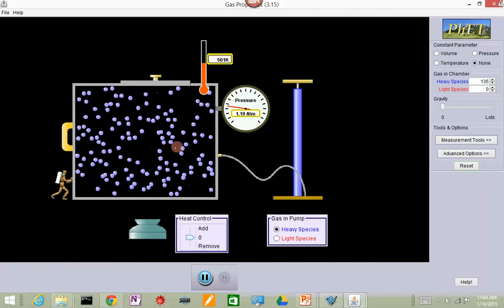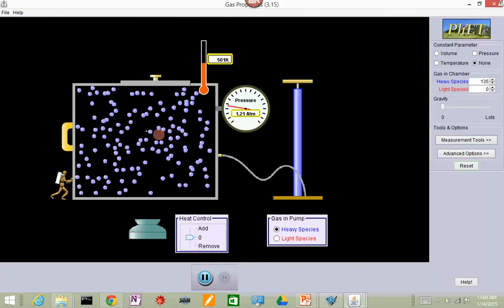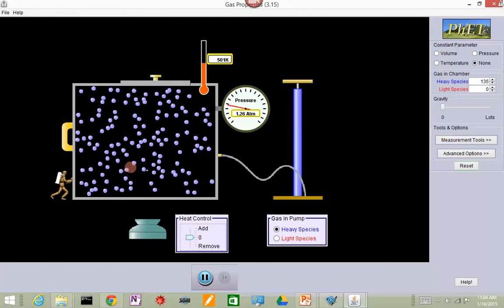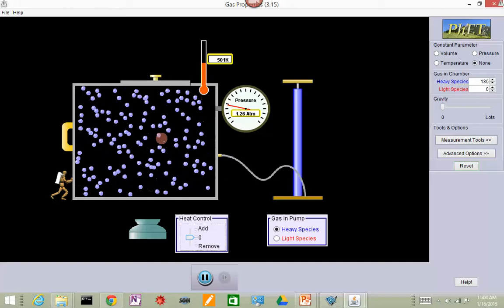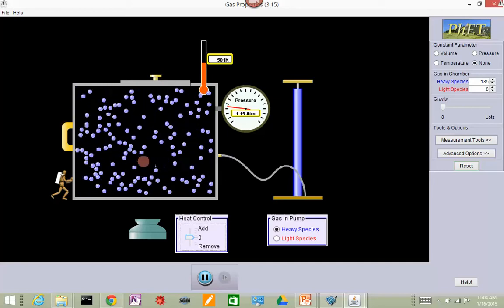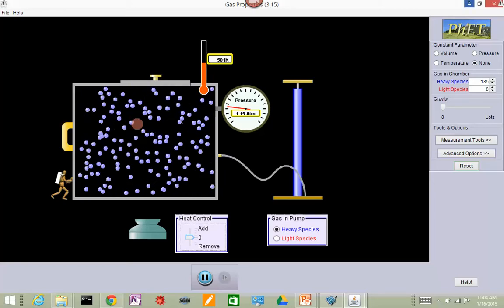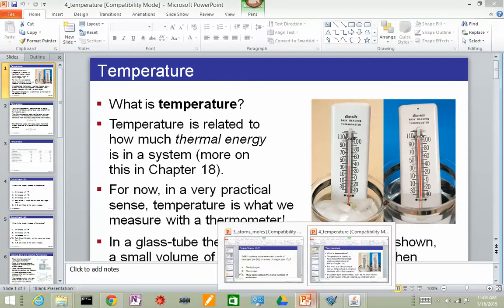So we are going to relate temperature to this energy per particle, how much kinetic energy the particle has. So this is a good picture to have in your mind. The temperature is related to the kinetic energy of the particles. Okay, let's go back to our slides now.